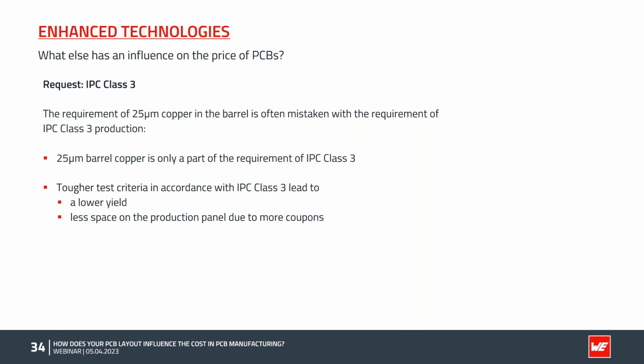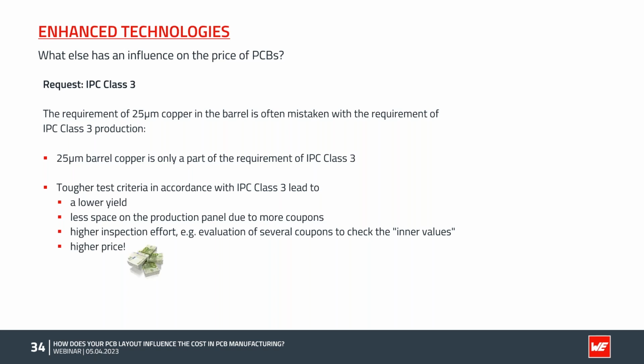Because even on an inner layer, we need to have a higher copper thickness in class 3 compared to class 2. So we need to have thicker copper. We need to check this. We need to make sure that there is enough copper here. So not only in the barrel, but the height of the copper tracks on the inner layers needs to be more as well. So there is just a higher inspection effort where we need to check those coupons under the microscope and document it, so that all these, we call it the inner values, are being documented so that IPC class 3 can be assigned to the printed circuit board.